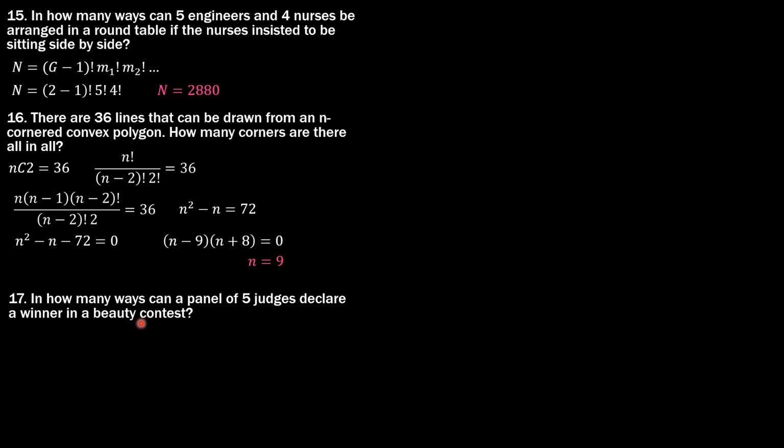So that's majority. 4 out of 5, and unanimous decision, 5, all of them have the same decision, 5 out of 5. So therefore, this is equal to 5C3 plus 5C4 plus 5C5. 5C3 is 10, 5C4 is 5, and 5C5 is 1. So n is equal to 16.